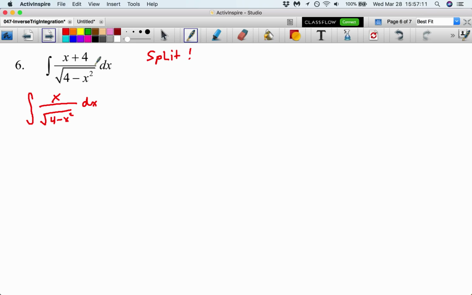And then I'll change colors. Christmas colors. Plus 4 over the square root of 4 minus x squared dx. And now something can happen. Now that should be enough of a hint. Trying out the split is hard. After I split it though, you should be cooking. And again, why did I know to split? Nothing else was working. I'm going to try to split it up.